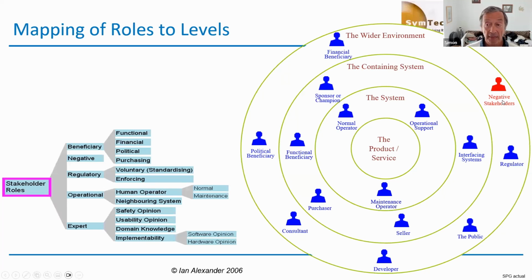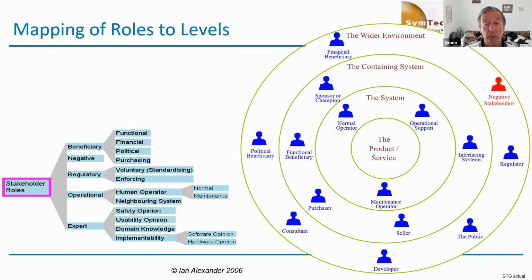If it's a product, there may well be competing products, and the competing product developer doesn't particularly want your product, which will be better and cheaper, to go on the market. So there's always going to be negative stakeholders. So that's how we map roles onto levels.